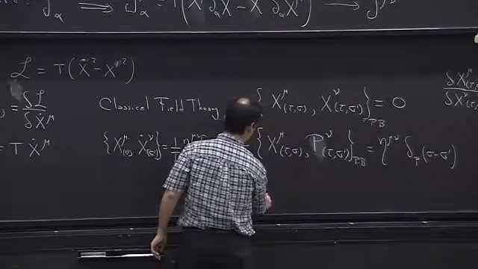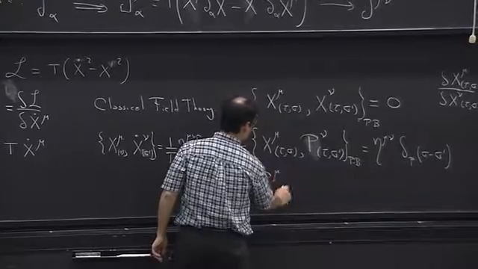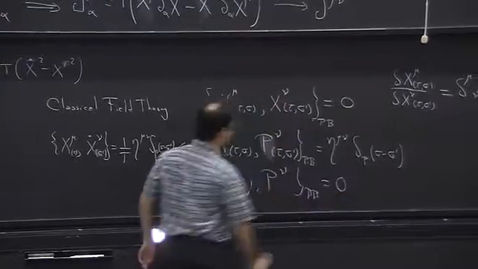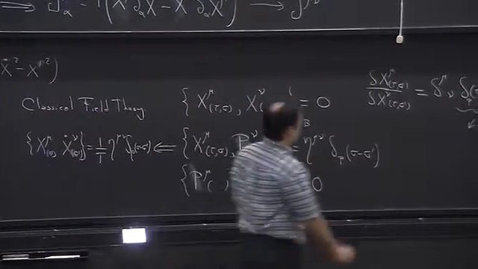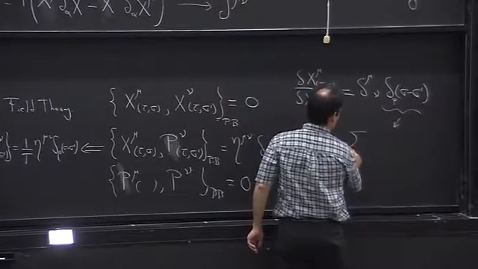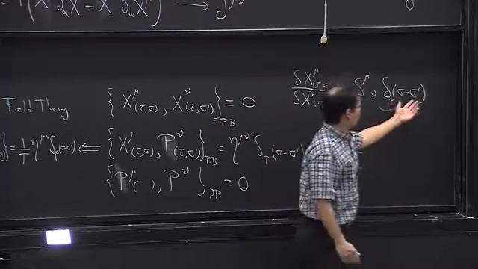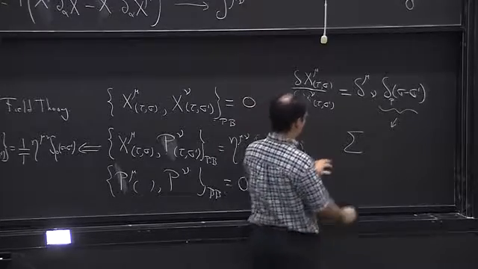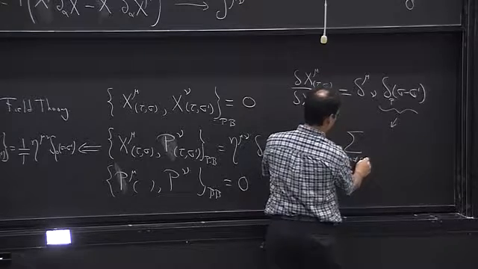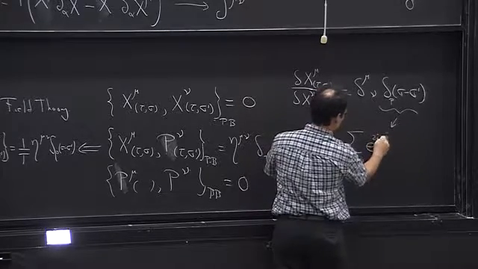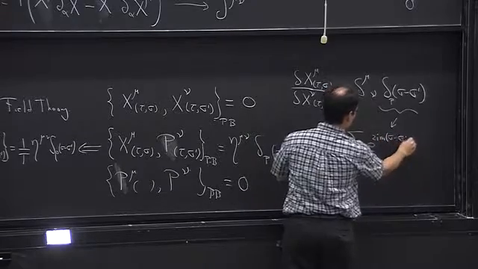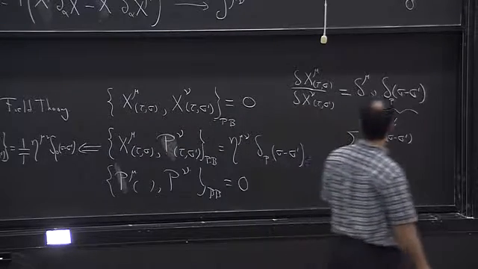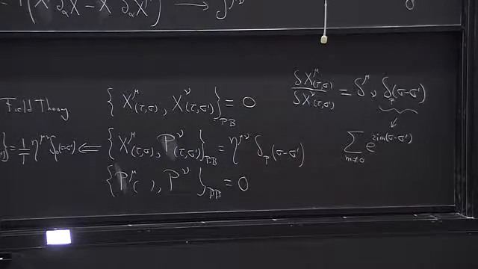Well, the last Poisson bracket that we need, of course, is p mu with p nu, which is equal to 0. So this periodic delta function is defined not as a Fourier transform. It's not the Fourier transform of 1, but it's the Fourier decomposition of 1 this time. OK, very good.